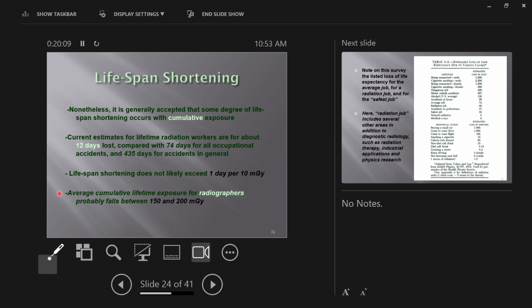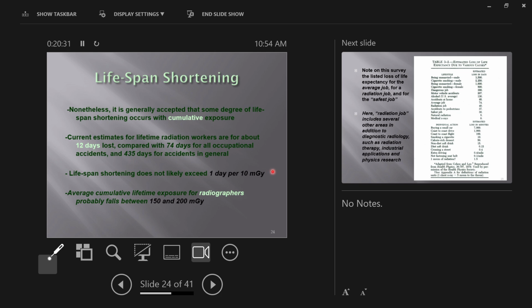Average cumulative lifetime exposure falls between 150 and 200 milligray, which, using those numbers, would be 15 to 20 days, roughly. We're talking less than a month, right? Compared to other jobs or other accidents in general, which would cause you to live a life about a year shorter than the average.